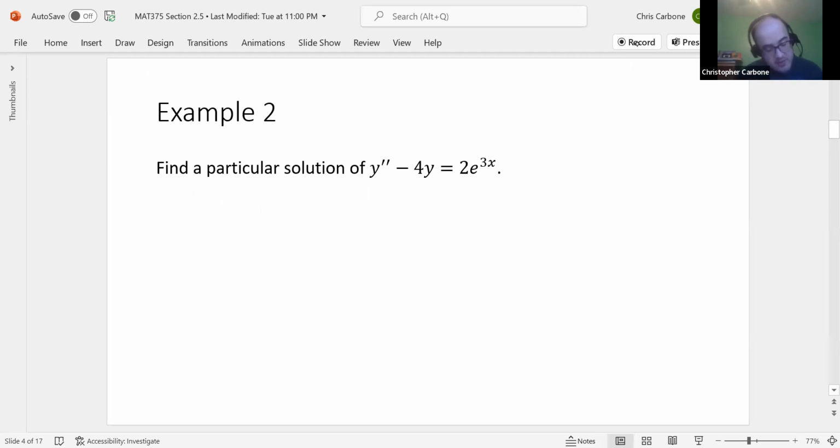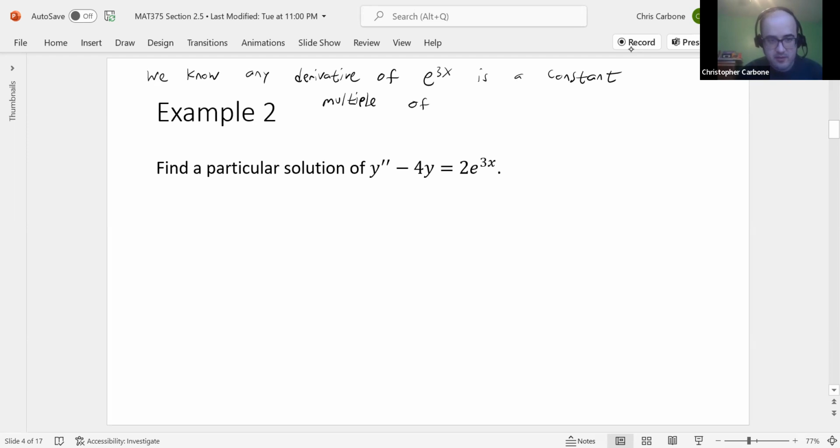For example number 2, I want to find a particular solution of y double prime minus 4y is equal to 2 times e to the 3x. So we know that any derivative of e to the 3x is a constant multiple of e to the 3x. Right, first derivative would just be 3e to the 3x. Second would be 9e to the 3x. So because of that, we are going to try as our particular solution y sub p of x is equal to a times e to the 3x.